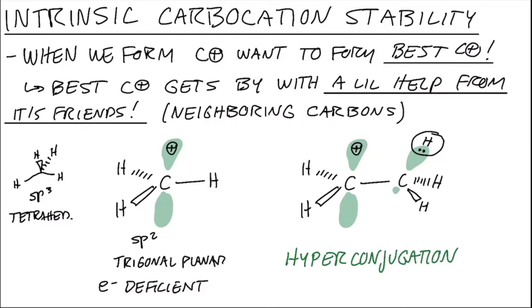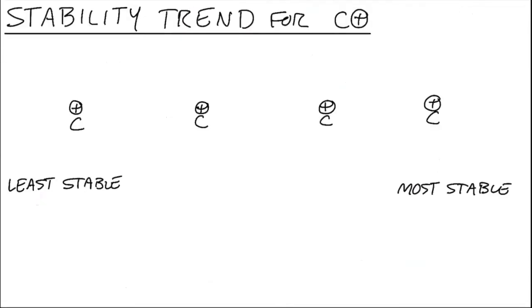So the term hyperconjugation, you don't have to be worried about where that term is derived from or exactly what the conjugation part is. Don't worry so much about that. Just know that it means these little high fives of electron density going from neighboring carbons to a carbocation. If you have hyperconjugation, that's good, but the more you can have, the better. So let's look at a stability trend for carbocations.